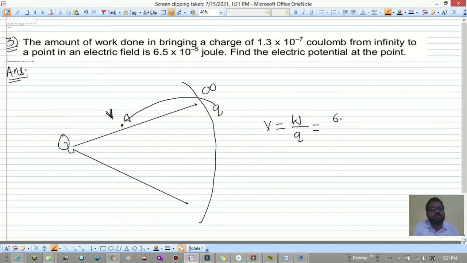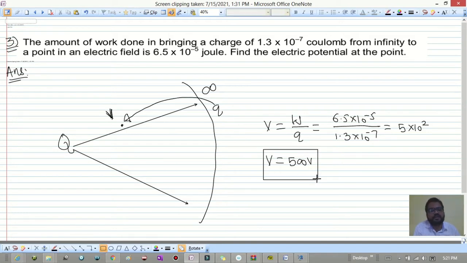It is 6.5 into 10 to the power minus 5 divided by the charge, which is 1.3 into 10 to the power minus 7. If you just solve this, you will get 5 into 10 to the power 2. So the potential we have is 500 volts. At this point we have a potential of 500 volt. Luckily in this case they gave the work done by external force. That means whatever work we have done is stored in the form of potential.